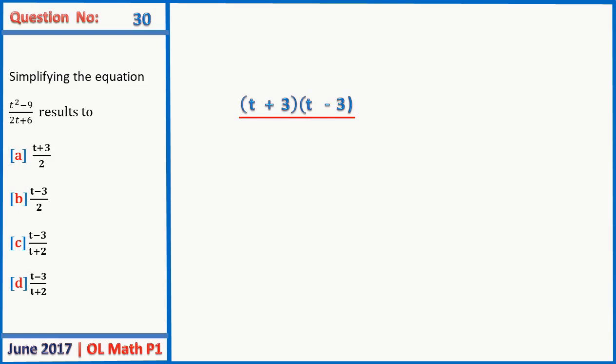For the denominator, it's direct factorization. The highest common factor is 2. We bring it out, so we have 2 into t plus 3. We now cancel out to have the final answer t minus 3 on 2. So the key is B.